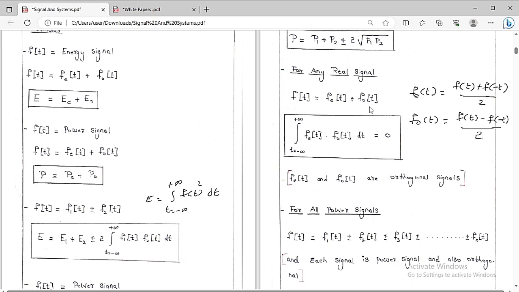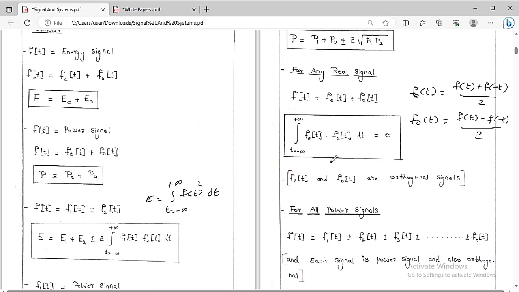So any real signal f of t, I can write as the summation of the even signal as well as the odd signal: f of t is equal to f e of t plus f o of t. Then the integration from t equals minus infinity to plus infinity of f e of t into f o of t is equal to 0. Why is it like this? It is very simple, because an even signal times an odd signal is an odd signal. I have already told you, whenever you multiply an even signal and an odd signal, the resultant signal is an odd signal. You are integrating from minus infinity to plus infinity, so the plus area and minus area cancel. Finally, you get its value equal to 0.